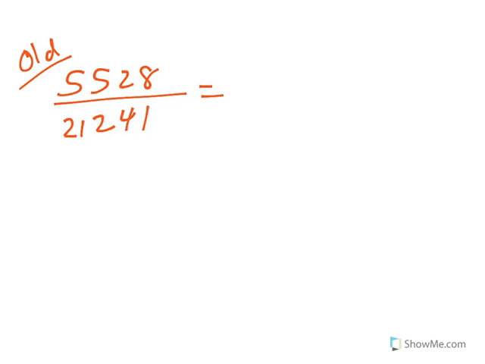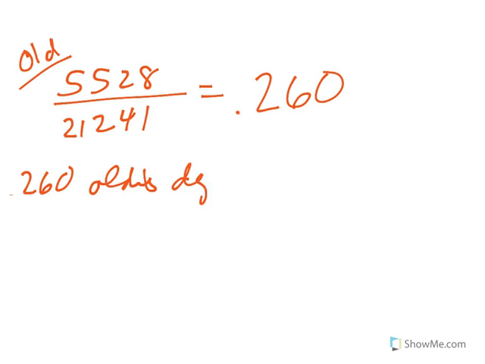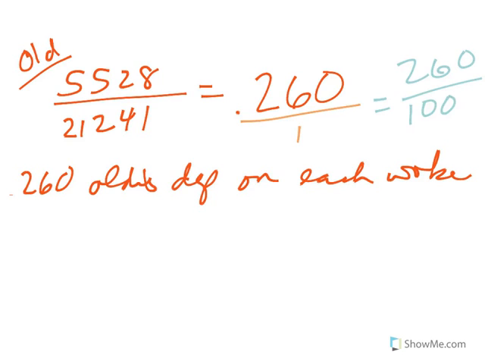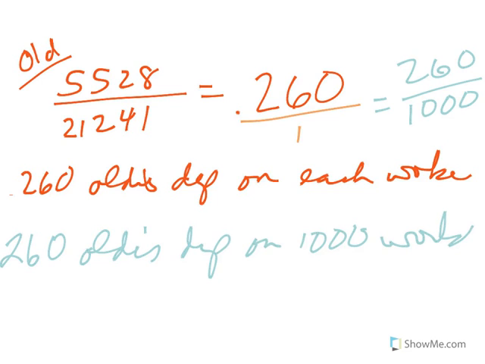All right, let's go to the oldies. So if I look at my oldies, I've got 5,528 oldies compared to my 21,241 workers. Again, I'm going to divide that, top divided by bottom, and I get 0.260. So that means there are 0.260 oldies dependent on each worker, because this is like having it over 1. And again, we can move it 3 places on the top, 3 places on the bottom, and we can always say 260 oldies dependent on 1,000 workers.